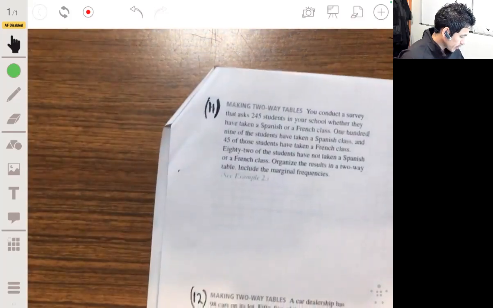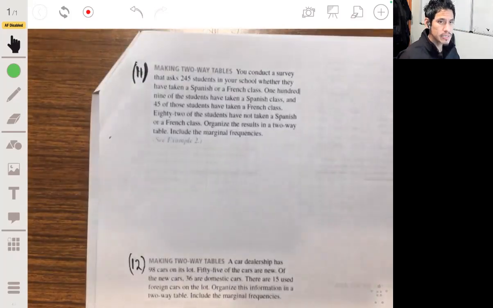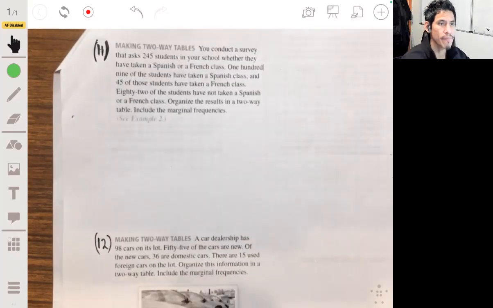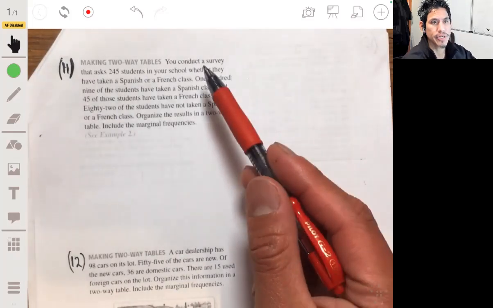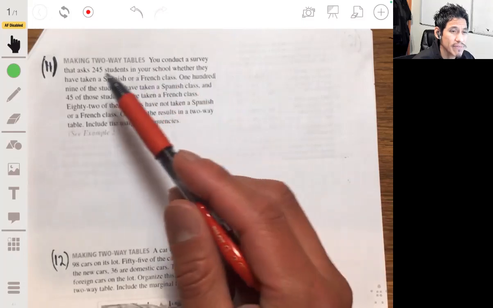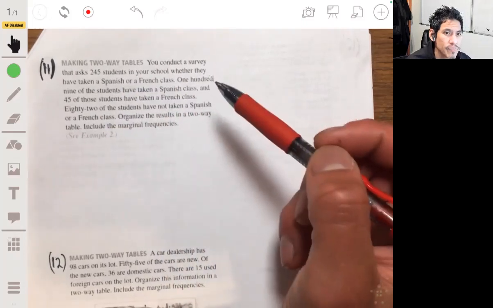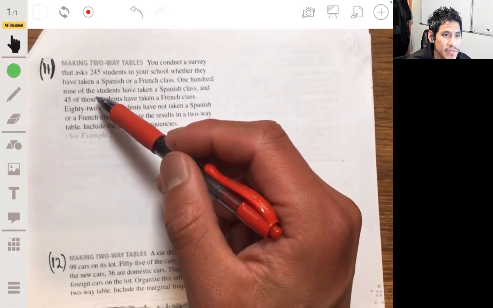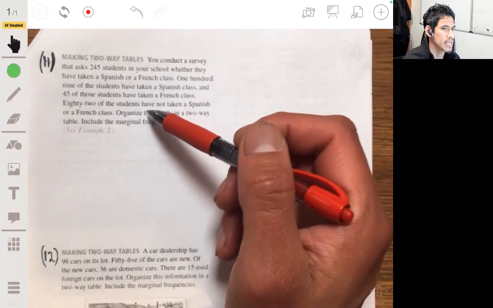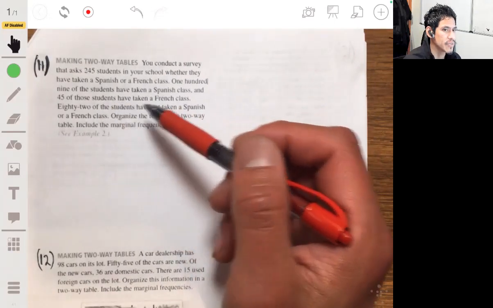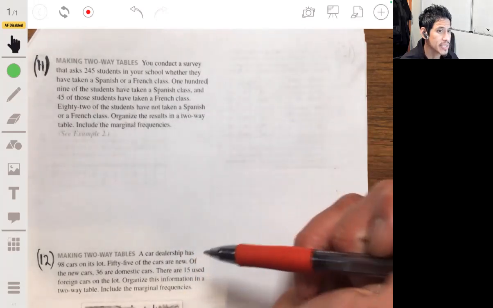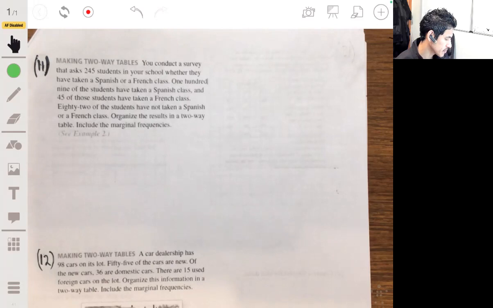We are now going to be looking at making two-way tables. Yay! In this situation, we are conducting a survey that asks 245 students in your school whether they have taken a Spanish or a French class. 109 of the students have taken a Spanish class. 45 of those students have taken a French class. 82 of the students have not taken a Spanish class or a French class. Organize the results in a two-way table, including the marginal frequencies.